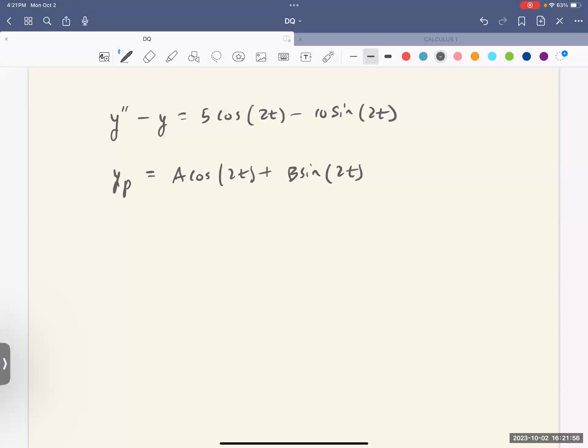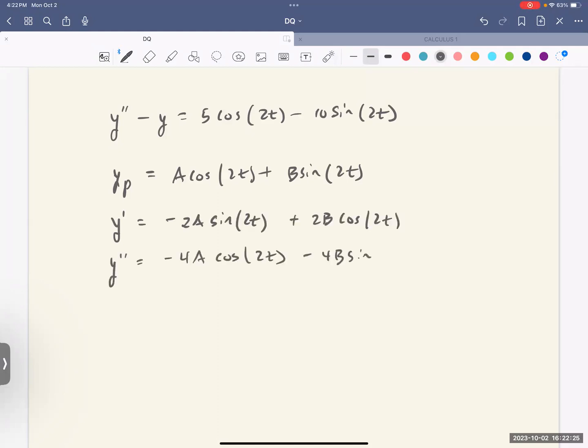All right, so if we're going to plug our y sub p into the left-hand side, we need the second derivative. The first derivative is negative 2a sine 2t plus 2b cosine 2t, and the second derivative is negative 4a cosine 2t minus 4b sine 2t, and we're going to add that to negative y, which would be our y sub p times negative 1.